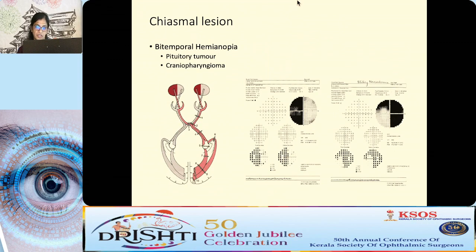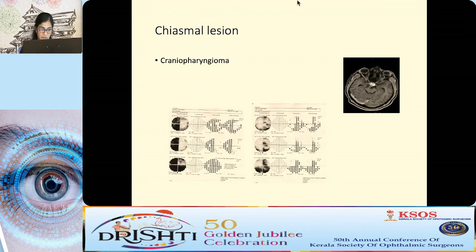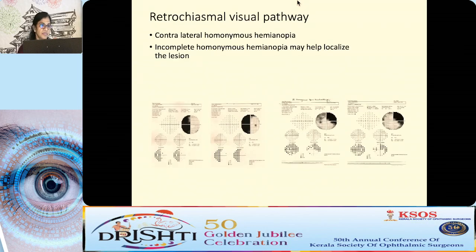When there is a chiasmal lesion, we get a bitemporal field defect because the crossing nasal fibers are affected. Pituitary adenoma and craniopharyngioma are the common lesions causing chiasmal compression. Here we can assess the progress of the lesion by assessing the visual field. You can see the field defect gradually increasing, indicating enlargement of the lesion.